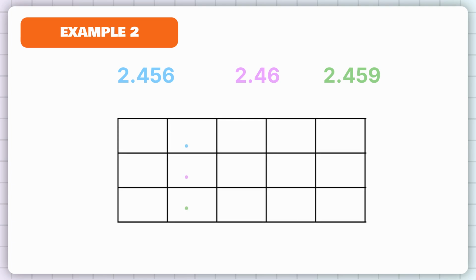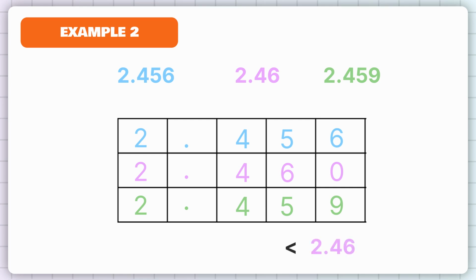Let's compare 2.456, 2.46, and 2.459. Aligning the decimal points, we get this. Looking from left to right, all have the same whole number, 2, and same tenth digit, 4. In the hundredths place, there are 5, 6, and 5. So we can see that 2.460 is larger than the other two numbers.